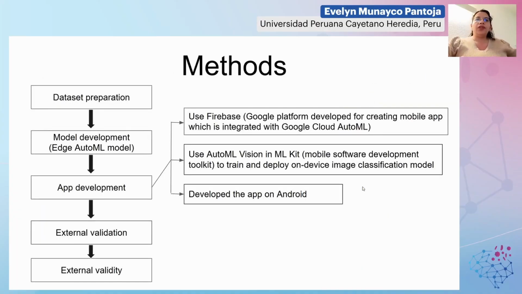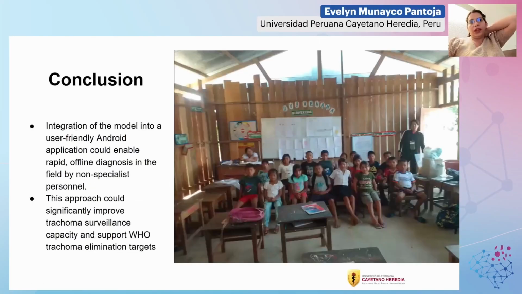Our next step is to develop the application. We use Firebase because it's necessary to use Google. Then we develop the app on Android. The conclusion of the study is that integration of the model into a user-friendly Android application could enable rapid offline diagnosis in the field by non-specialist personnel. This approach could significantly improve trachoma surveillance capacity and support WHO trachoma elimination targets.